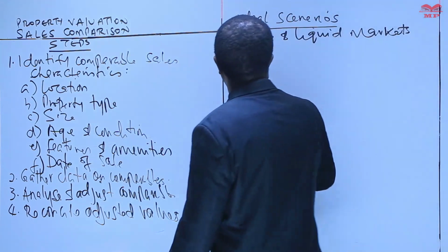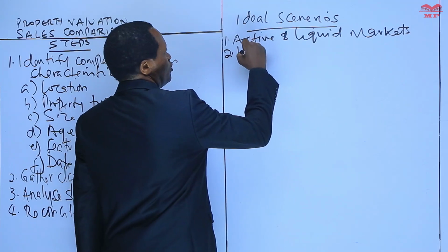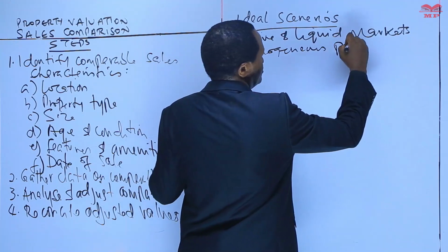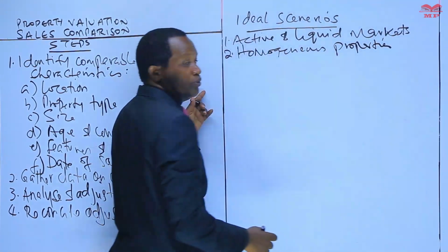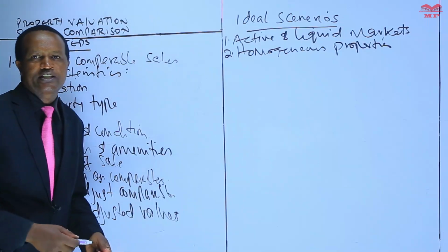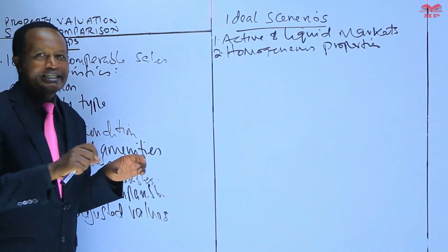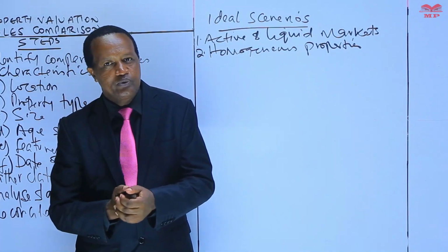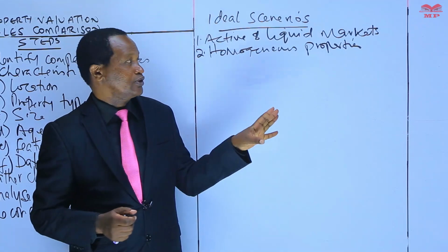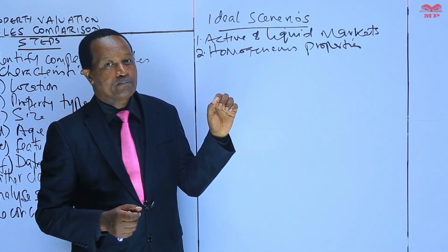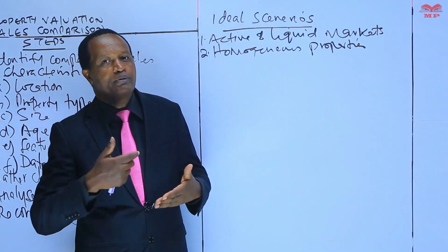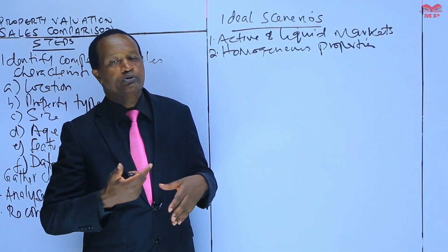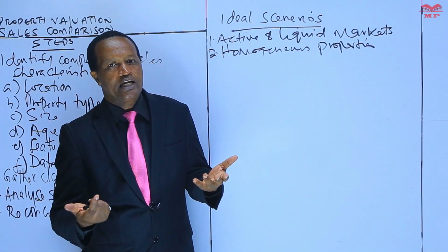The second scenario is homogeneous properties. When the subject property belongs to a relatively standardized or a homogeneous group of properties with similar characteristics, then this method can be used. You can think of typical single-family homes in a subdivision or, say, units in a complex.